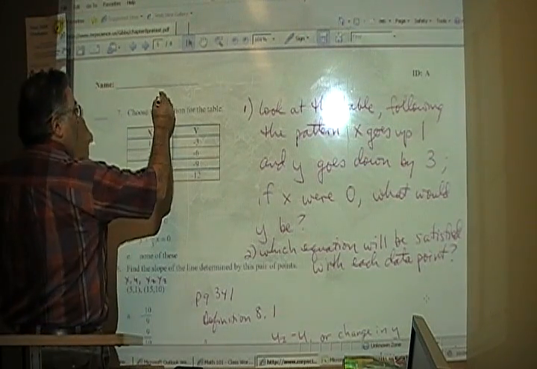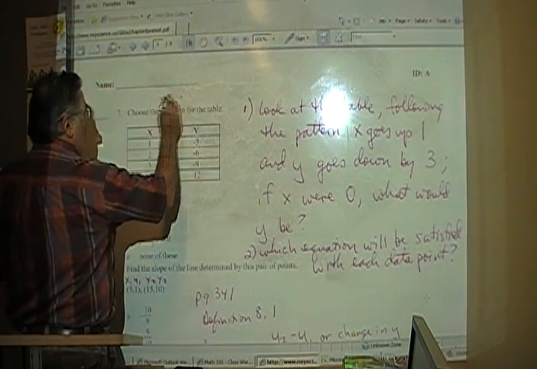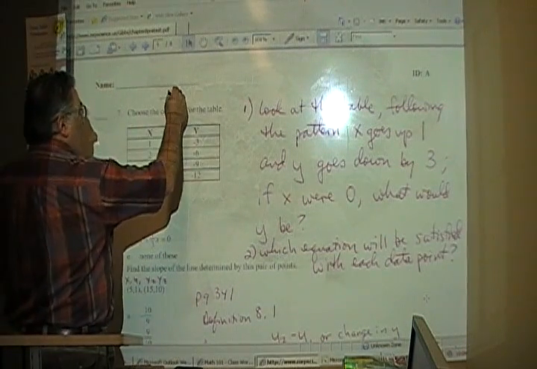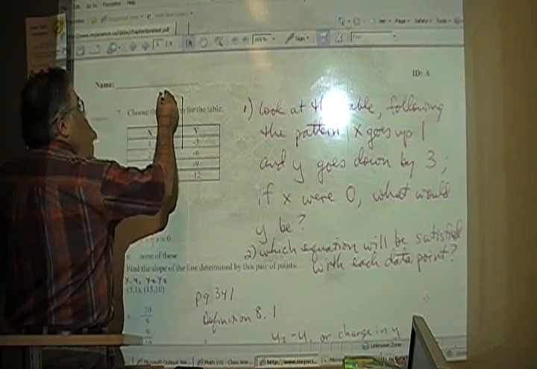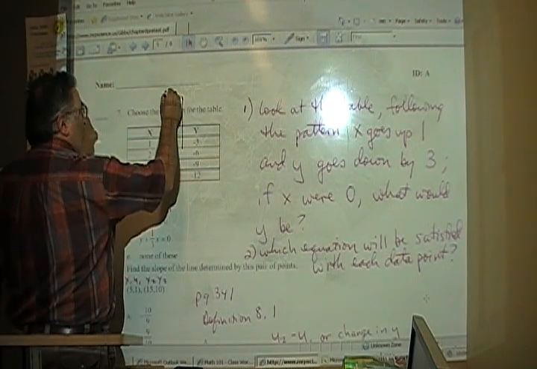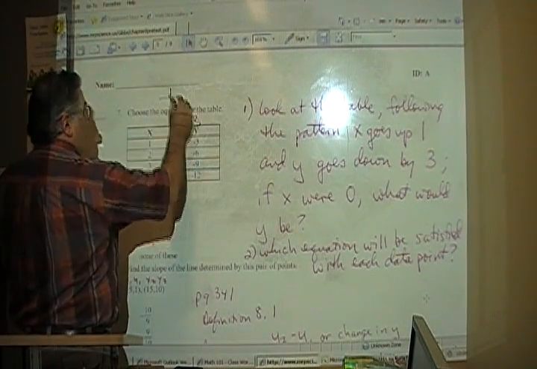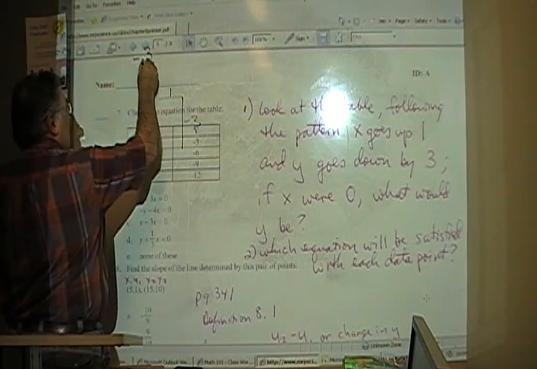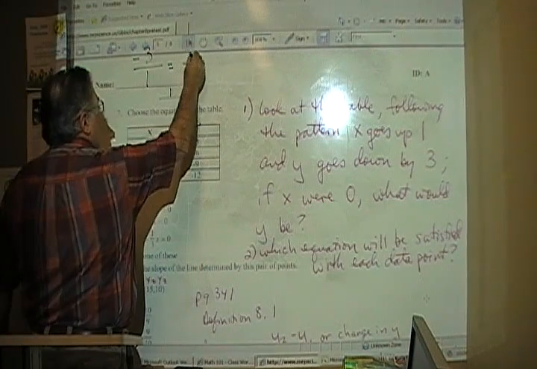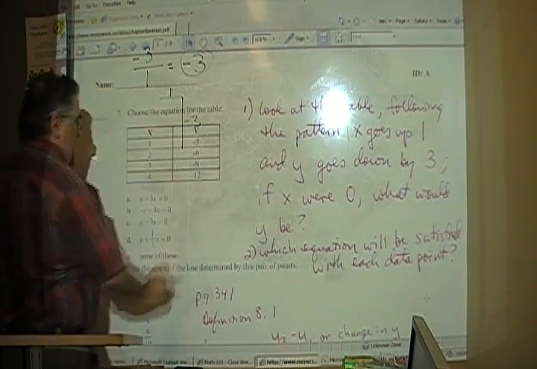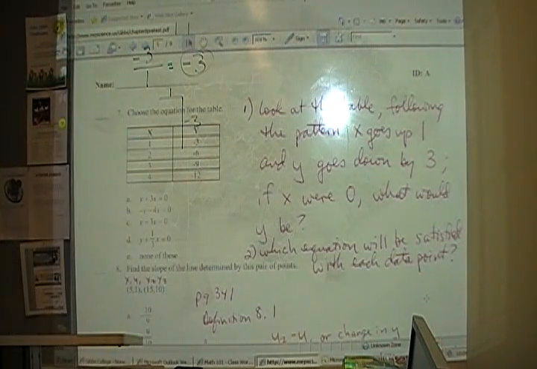If I go up 1 with x, so my run is 1, my rise is going to be -3. So every time I go over 1, I'm going down 3. So my rise is -3, my run is 1. -3 over 1 is -3. So that would give me a slope of -3. So you're going to look for something where you're going to see -3x. Okay?